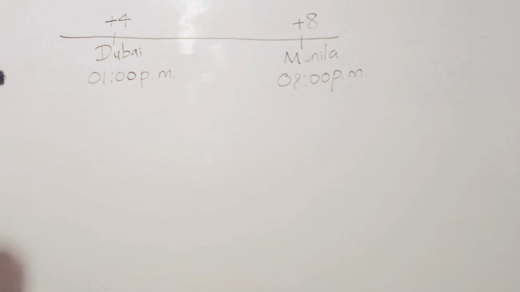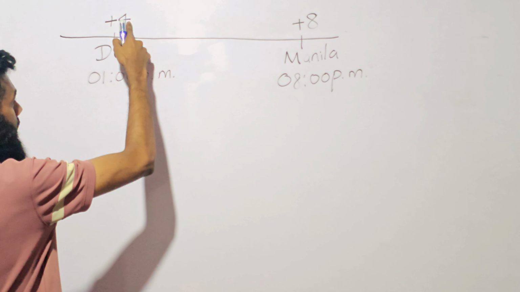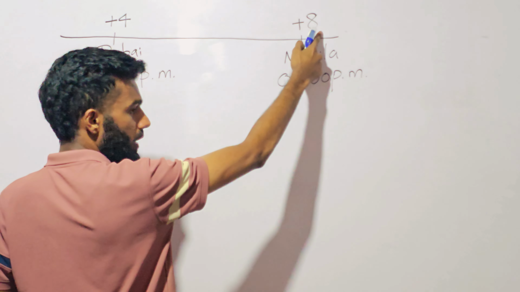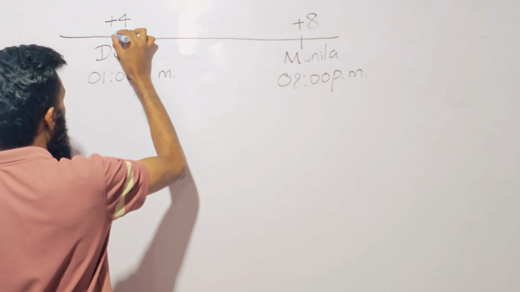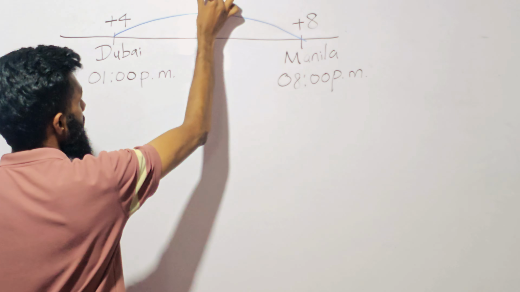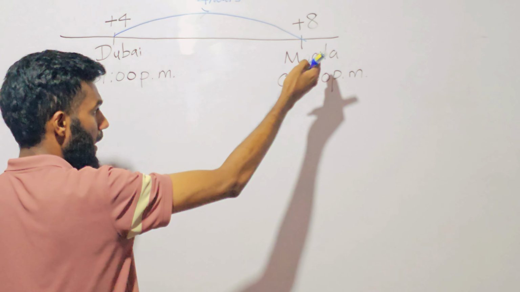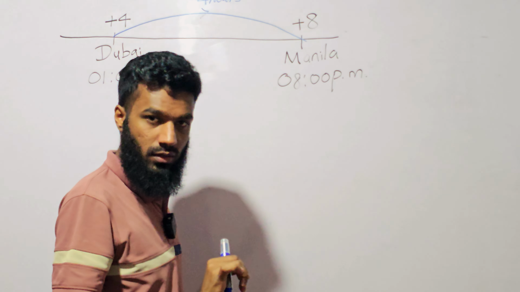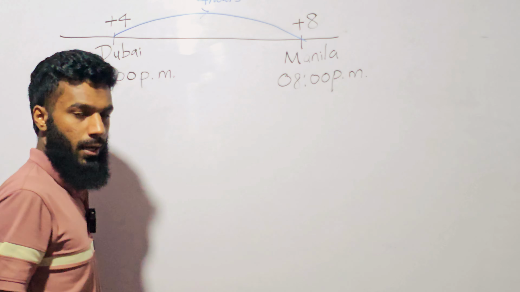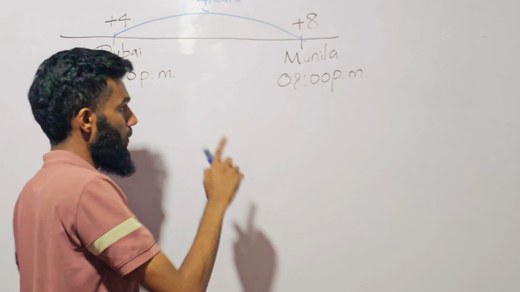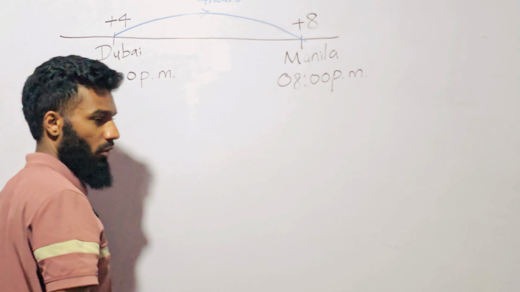Right. So now, before going to this sum, I have to tell you one thing. The time zone is here +4, here it's +8. Then the difference between the two time zones is 4 hours. So if you want to come back from Manila to Dubai, you have to subtract 4 hours with that respective time. If you want to go to Manila, you have to add 4 hours with the time of Dubai.